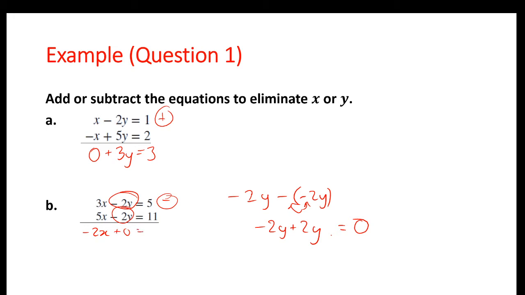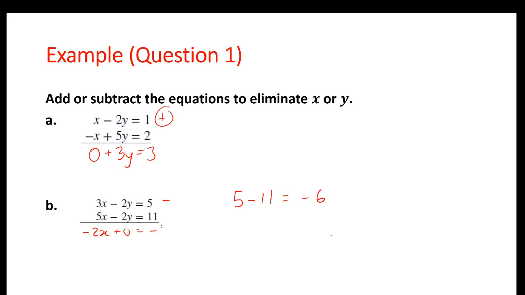Okay, and then the last bit is, so I'll erase all this. The last bit that I need to do is 5 minus 11. So 5 minus 11, which is equal to negative 6, like that. Okay. So that's how we eliminate a variable.